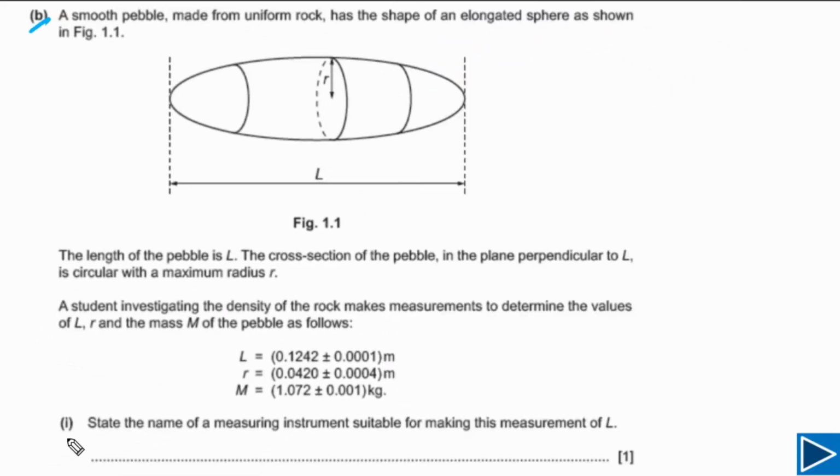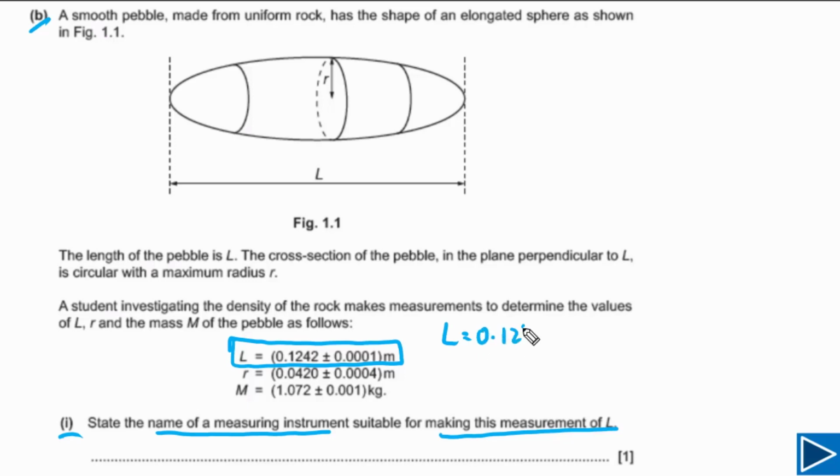For part D1, we need to state the name of a measuring instrument suitable for making the measurement of L. And L is given here with absolute uncertainty. The best way to answer this problem is to convert this into centimeters. So L in this case is 0.1242 meters. We can convert this into centimeters by multiplying by 100. So this will be equal to 12.42 centimeters.